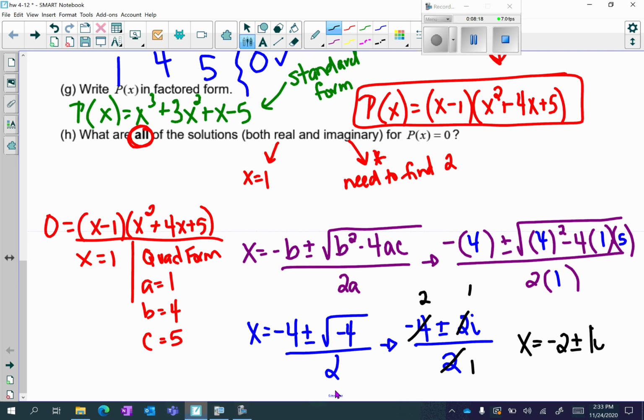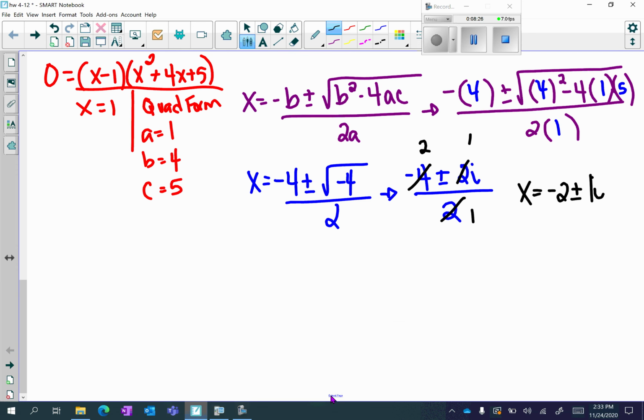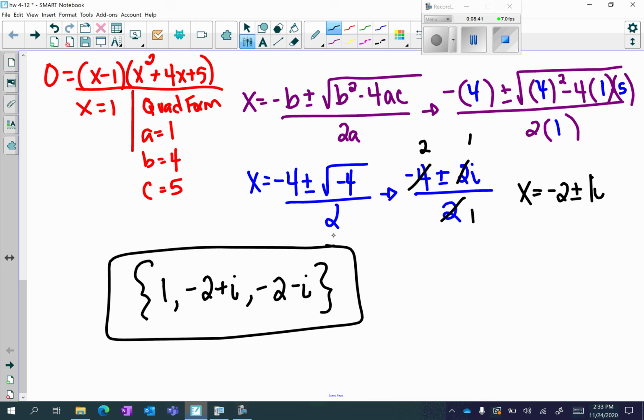Remember that that's really two solutions. It's 1 plus and 1 minus. So it's a positive and a negative. So all of my answers together, I have 1, which is the real solution. I have negative 2 plus i, and I have negative 2 minus i. Those are my 3 solutions for the polynomial p of x.